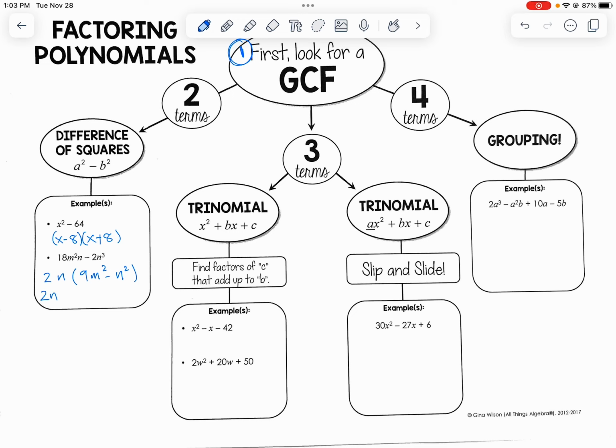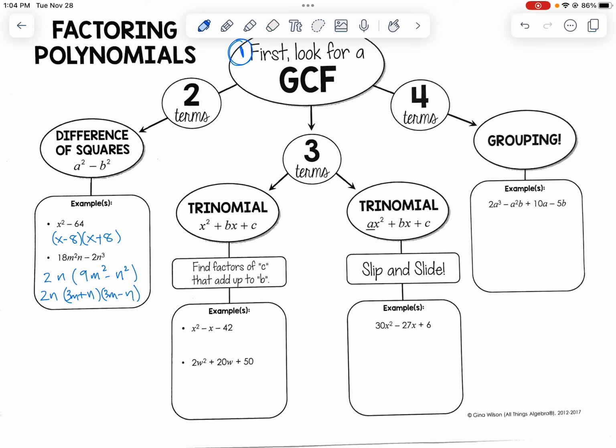So 2n goes on the outside, that's our greatest common factor, and then I've got a difference of two squares here, so signs are plus, minus, and the square root of 9m squared is 3m, and the square root of n squared is n, so it's 3m plus n, and 3m minus n. And there you have it.